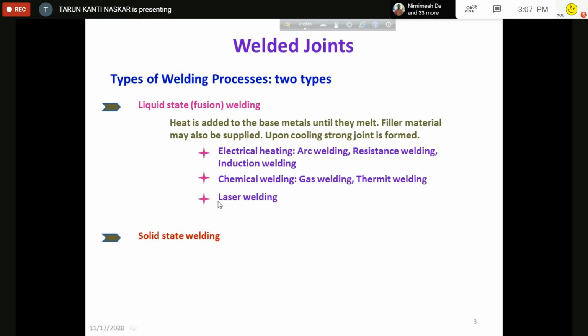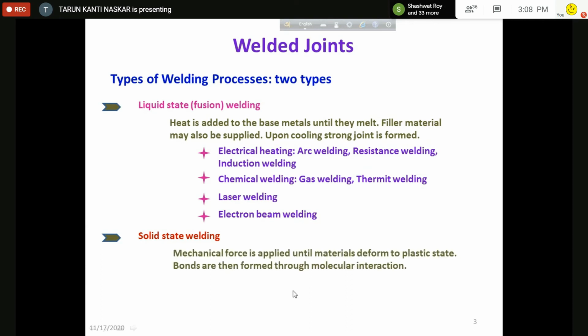Now another one is laser beam welding. That means heat is generated by a laser beam. And the last one mentioned is electron beam welding. By passing an electron beam, heat is generated and the material is molten. So these are the forms of adding heat. And liquid state welding is done majorly by these 4 types of methods.